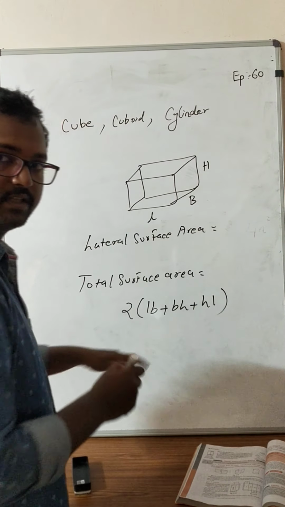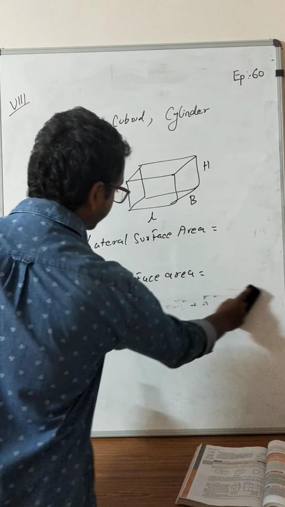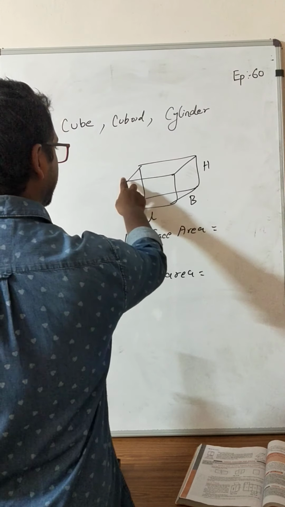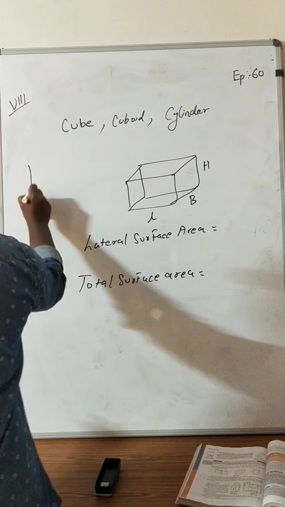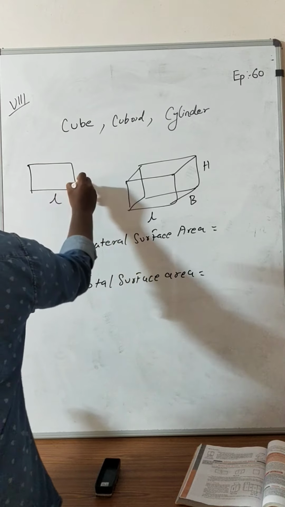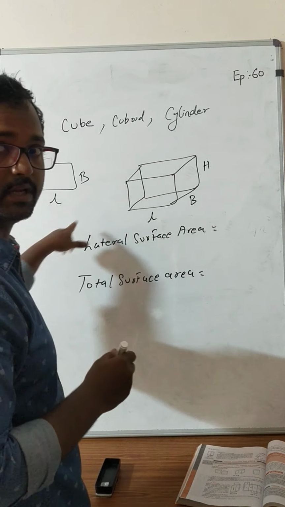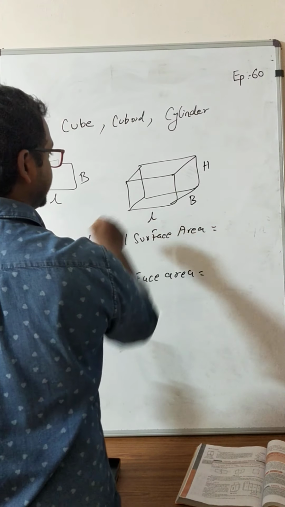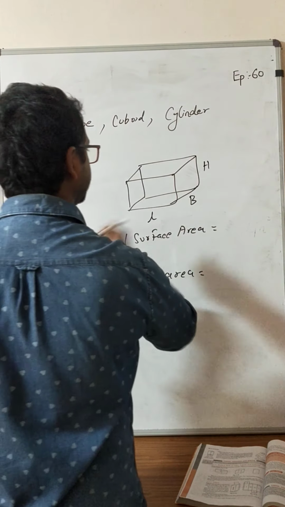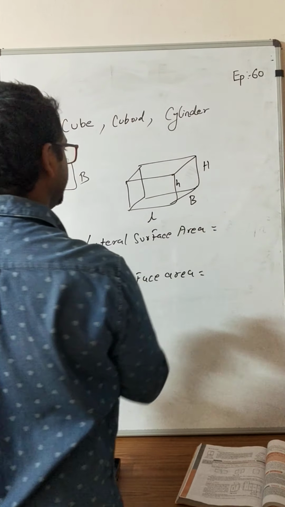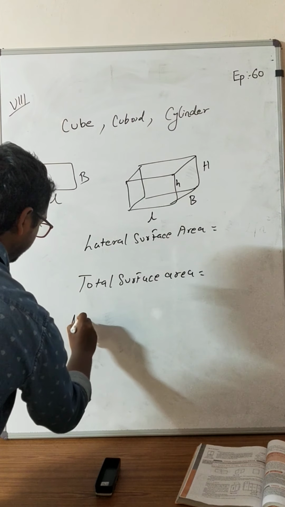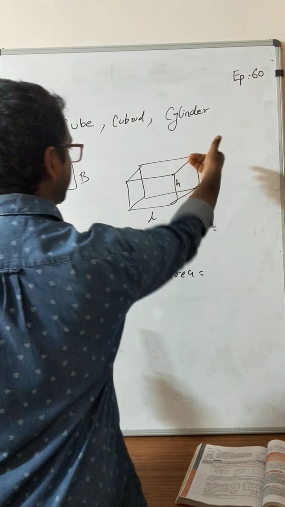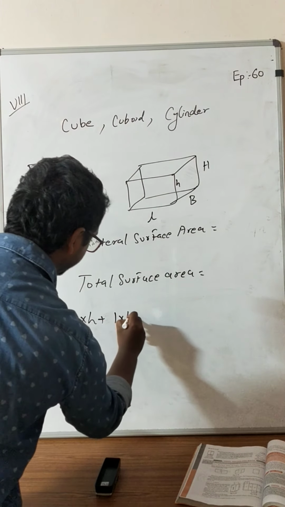Now how did we get this formula? It's very easy. See here, this is length, this is breadth. If we want to find the area of a sheet, we have to multiply length into breadth, and we will get the area of this rectangle. Similarly, the first face is a rectangle. This is length and this is height, so length into height. If in the front it is length into height, in the back also it is length into height.